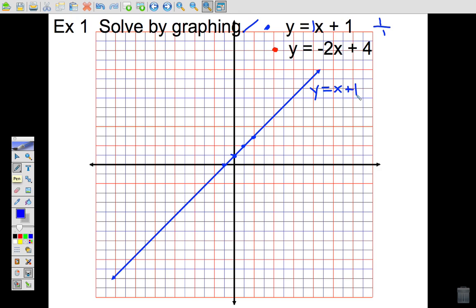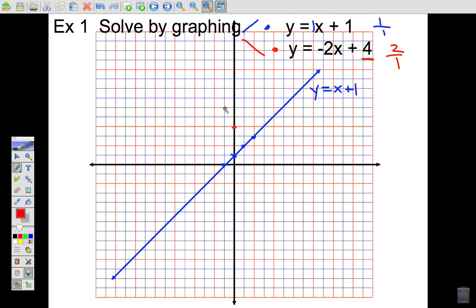Right, now I'm going to do the red one. Now the red one, the y-intercept is positive 4. So 1, 2, 3, 4, it crosses the y-axis at 4. And this time the slope is negative, meaning the line's going to go downhill. Now what is the slope? Well, it's 2 over 1. So I would go up 2. Now, would I go left 1 or right 1 for the line to go downhill? Well, I'd have to move left 1.